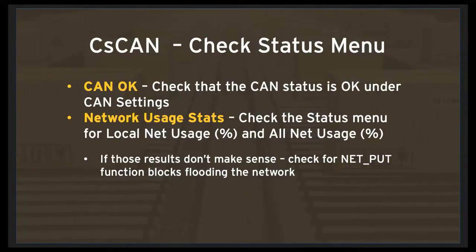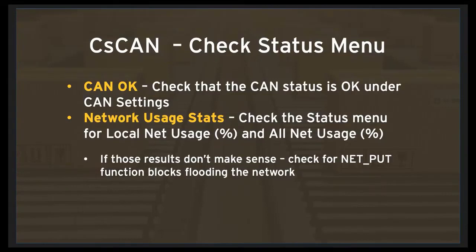Also, in the status menu, again available from the system menu, there are a couple of statistics that you can monitor. One is local network usage, and the other is all network usage. Now, those are percentage type statistics, and they're going to be giving you anywhere between 0 and 100%. So you should take a look at those and see if the number looks reasonable, given what you know about the potential network traffic that's happening there.